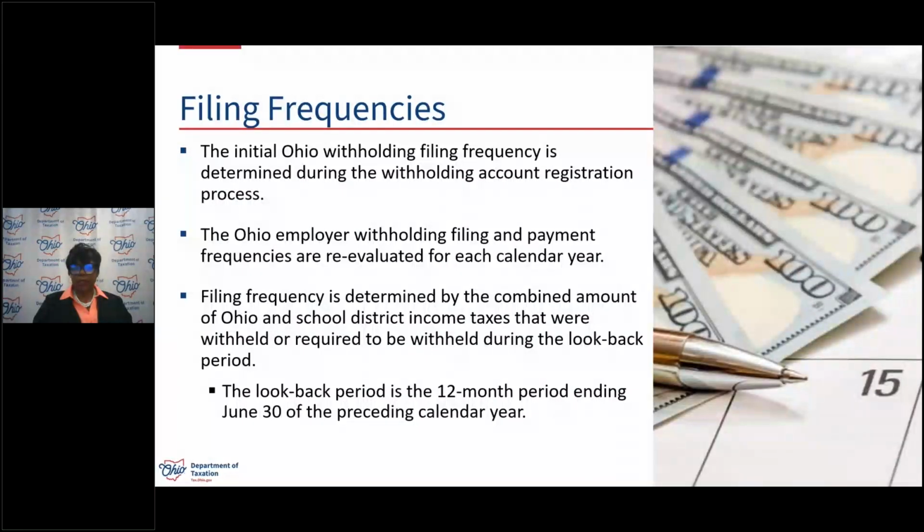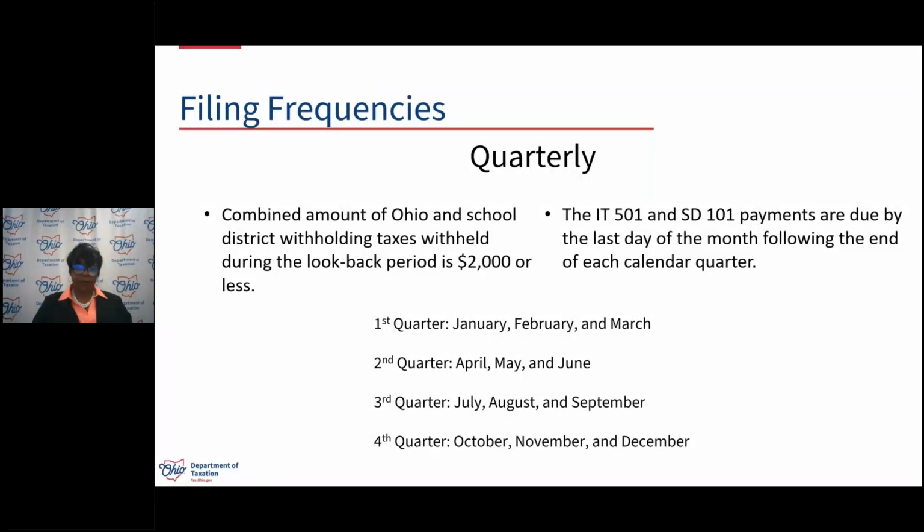The filing frequency is determined by a combined dollar amount for Ohio and school district income taxes that were withheld or required to be withheld during our look back period, which is the 12-month period ending June 30th of the preceding calendar year. The first filing frequency is our quarterly. This is a combined amount of Ohio and school district that is $2,000 or less.